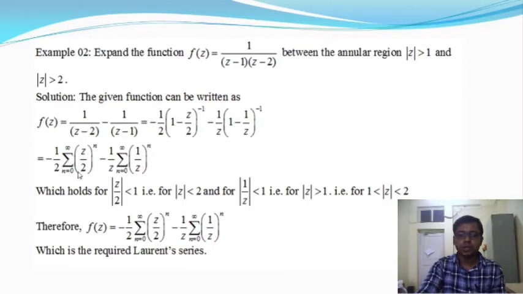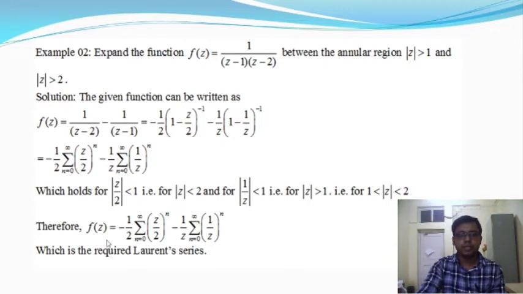The first series holds when modulus of z by 2 is less than 1, that means modulus of z is less than 2. As well, when modulus of 1 by z is less than 1, the second series holds, that means modulus of z is greater than 1. So both series hold when modulus of z lies between 1 and 2.